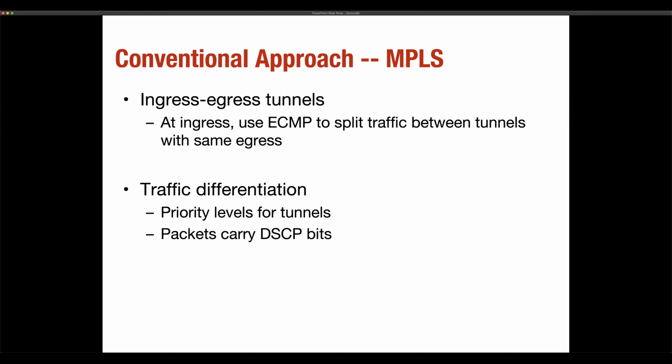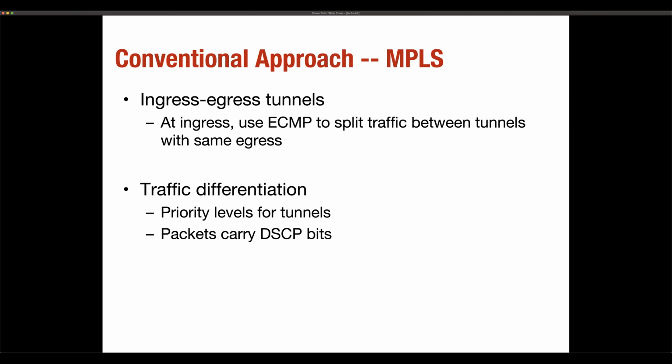But the key idea with MPLS is that it virtualizes the network in terms of tunnels. So you have ingress and egress tunnels. Rather than thinking about the routing path, multiple possible routing paths between ingress and egress are viewed as tunnels. At the ingress, the ingress server decides, and it typically uses ECMP to split the traffic between tunnels with the same egress.